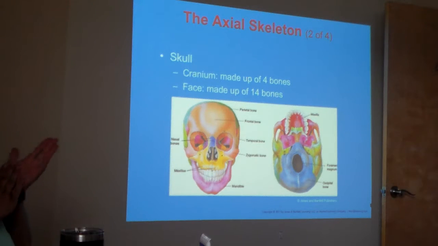Okay? The temporal bones are the ones that protect the temporal arteries and the nerves that run right here along the sides of the brain, as well as they protect your speech centers. Okay?